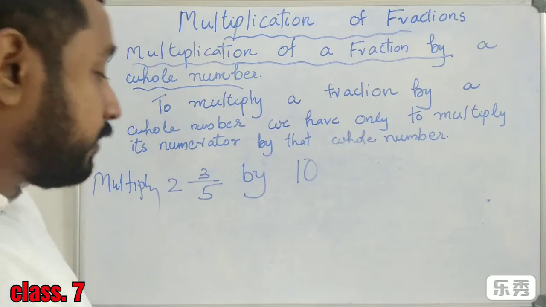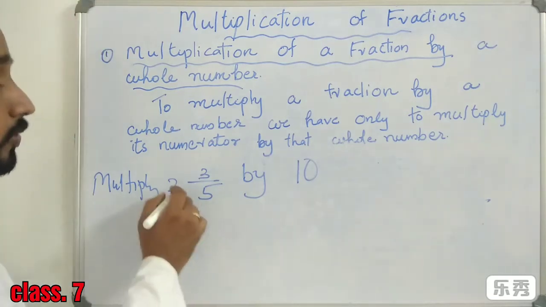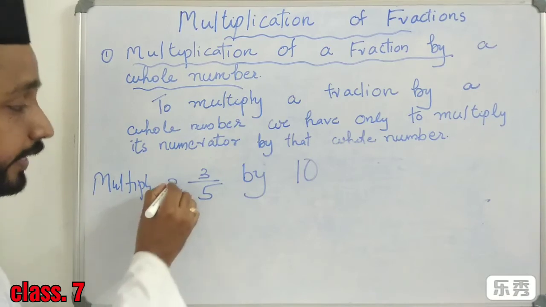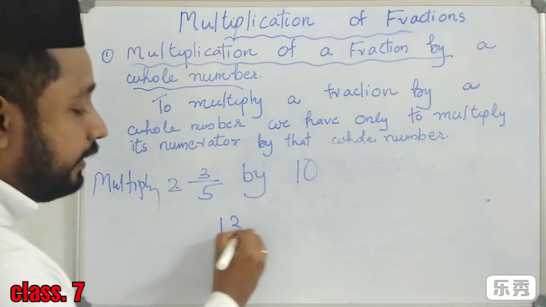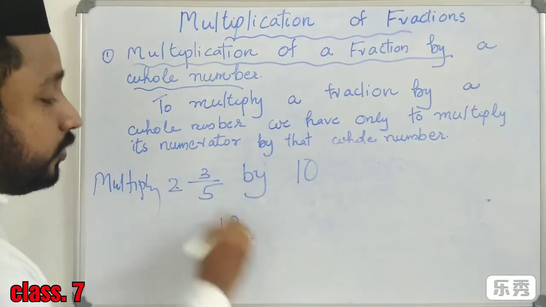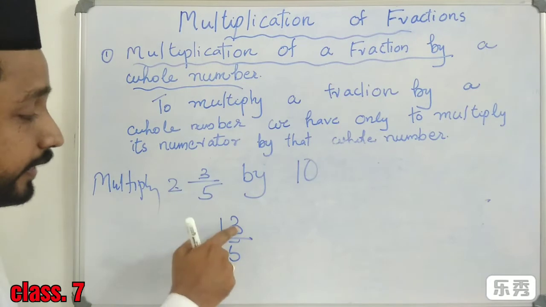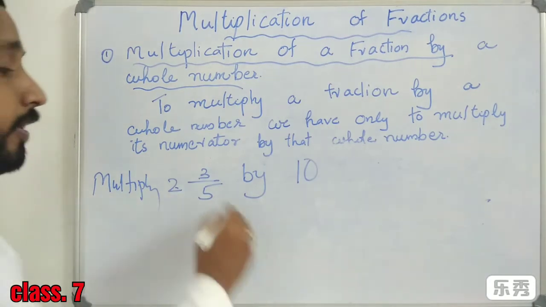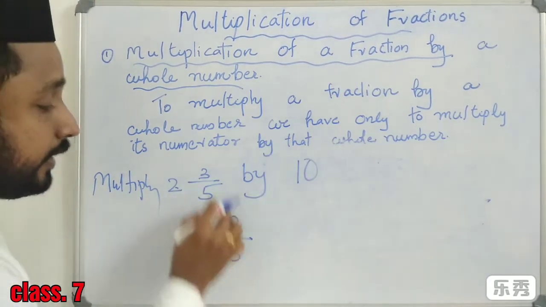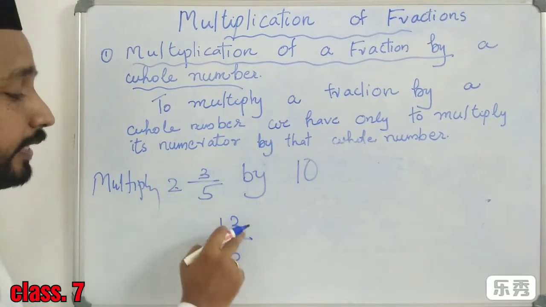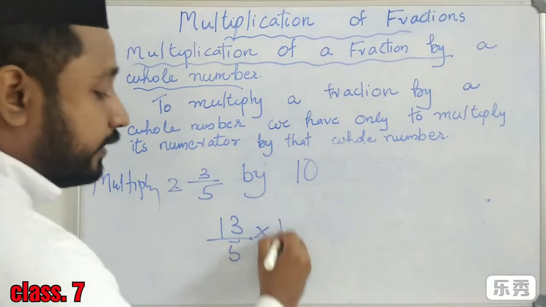How can we change this mixed fraction into an improper fraction? 2 3 by 5 means 5 into 2, 10. 10 plus 3, 13, divided by 5. So 2 3 by 5 is equal to 13 by 5. Now you have to multiply this by 10, so it is 13 by 5 into 10.